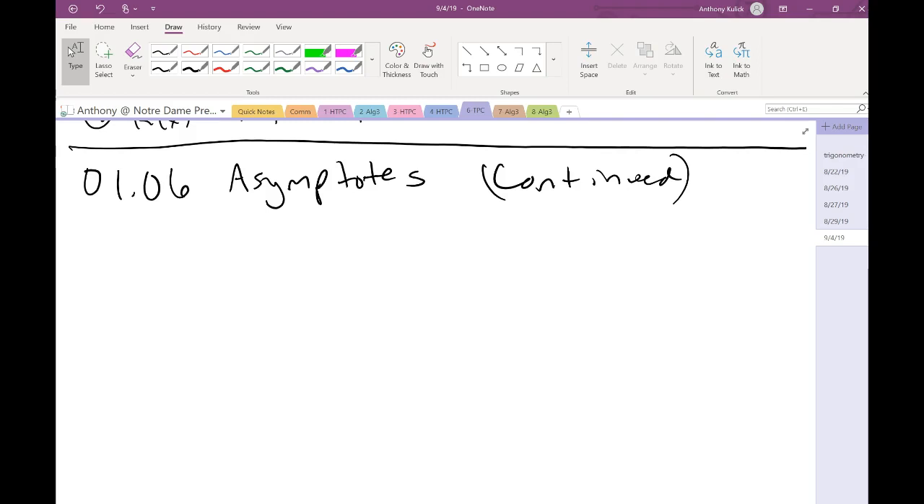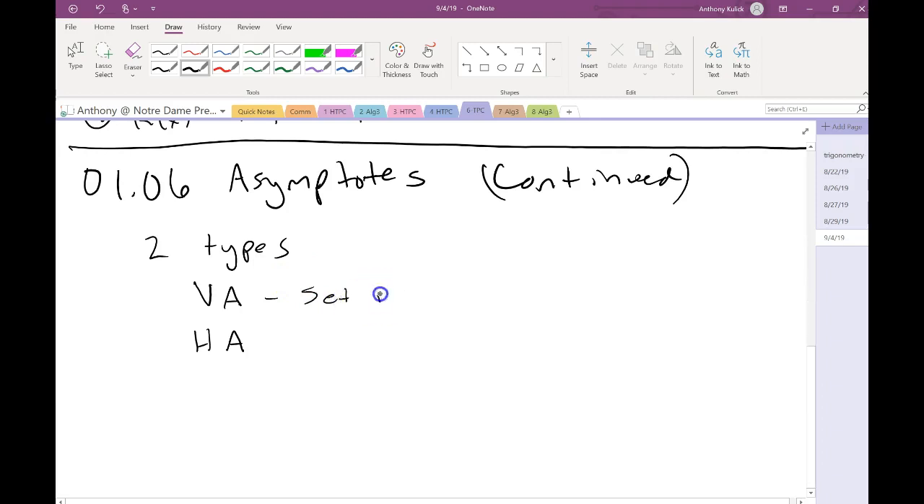Okay. So, again, talking about asymptotes. Remember, there are two types of asymptotes we're going to be concerned with right now. What are the two types? Yeah, I have vertical asymptotes and horizontal asymptotes. I'll just abbreviate that as VA and HA. How do we find the vertical asymptote? Yeah, very good. So we'll set the reduced denominator equal to 0 and solve.